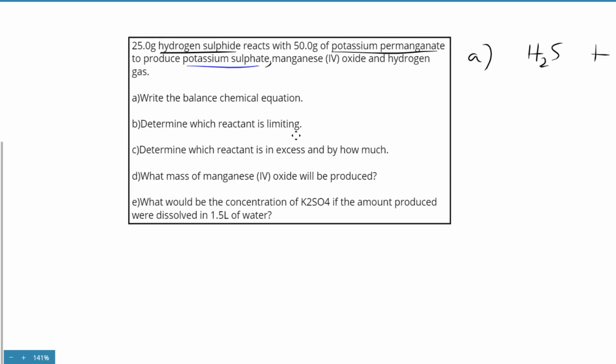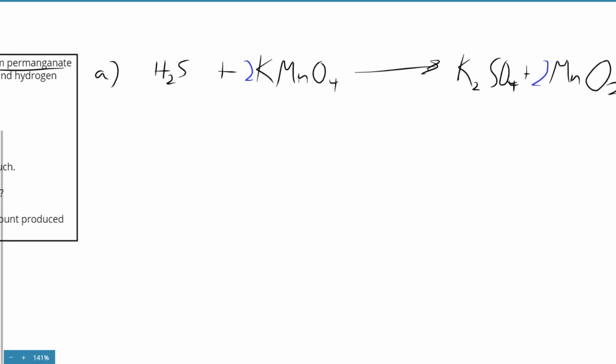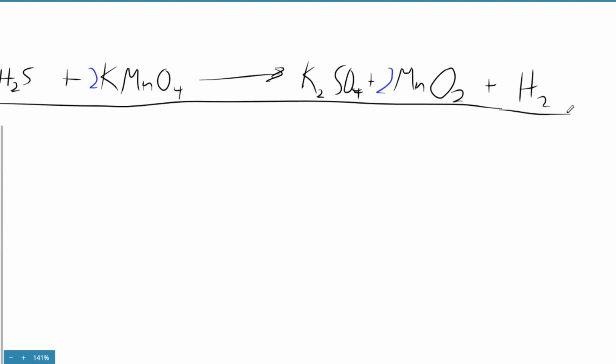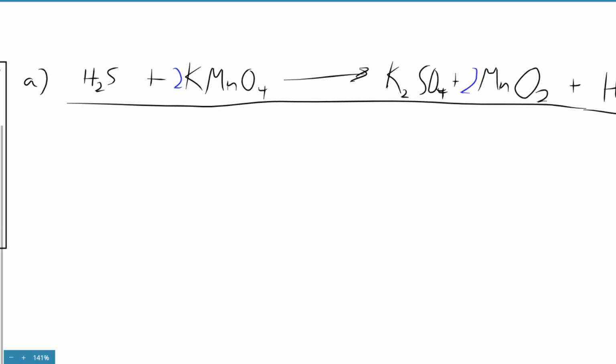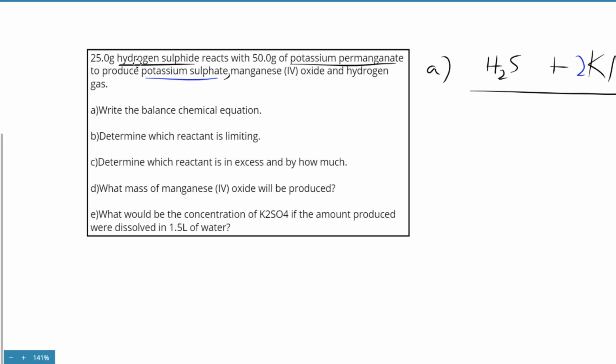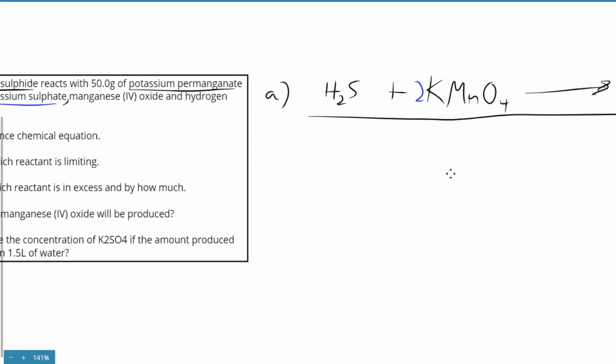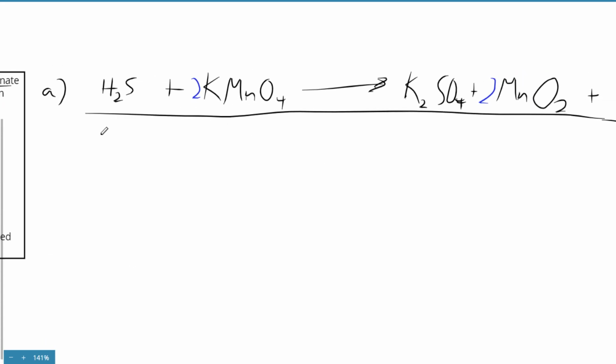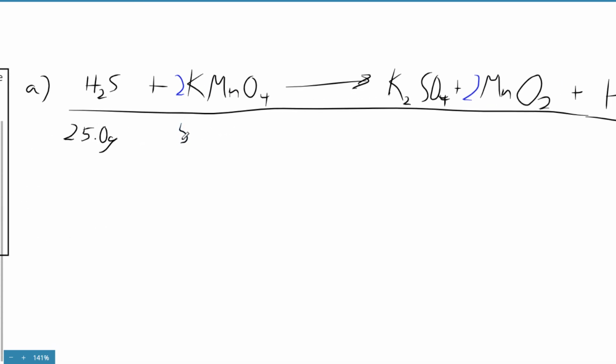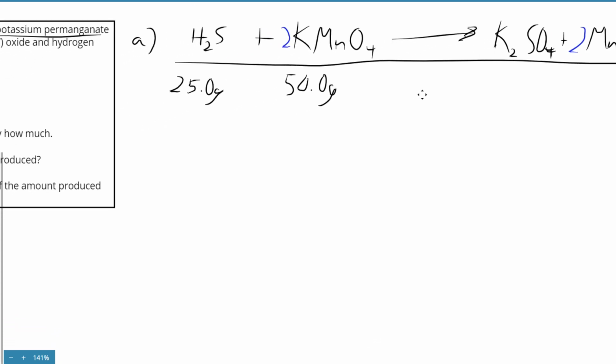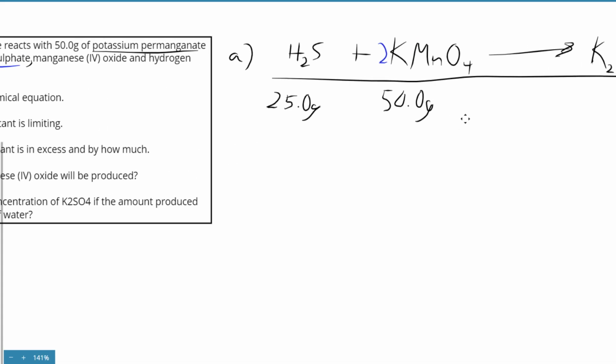Now B, determine which reactant is limiting. So here, let's just draw a line under this. And how Mr. Benson does it, he writes the values under each compound. So what we have is 25.0 grams of H2S and then 50.0 grams of KMnO4. So 25.0 grams under H2S, and was it 50? Yeah, 50.0 grams under the KMnO4. And what was the question? Determine which reactant is limiting.